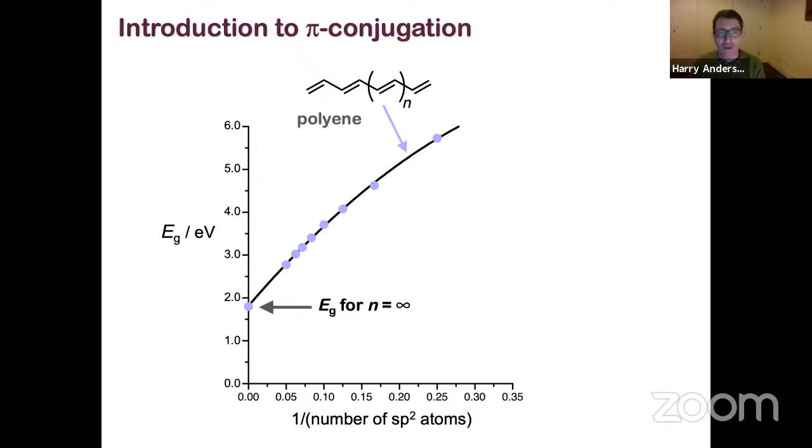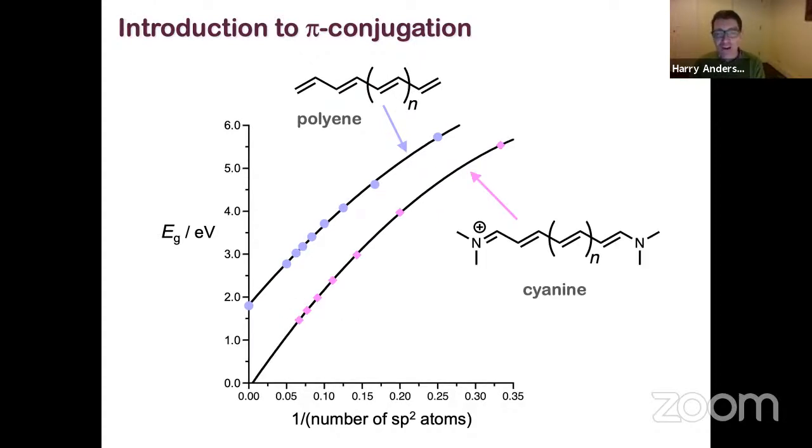But it is possible to make a molecule that doesn't have bond length alternation, and these are known as cyanines. So in these molecules, which have nitrogen at each end, one nitrogen with a lone pair and one with a positive charge. Now, if you plot the energies of a series of cyanine dyes, they form a line which appears to extrapolate towards essentially a zero gap.